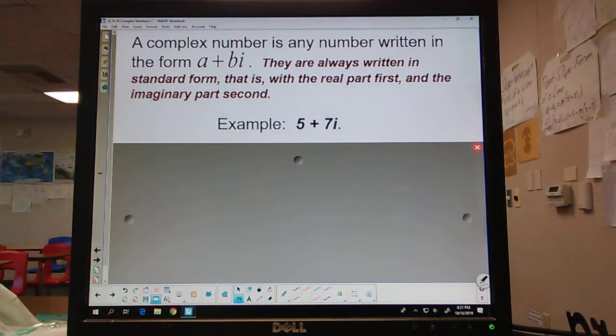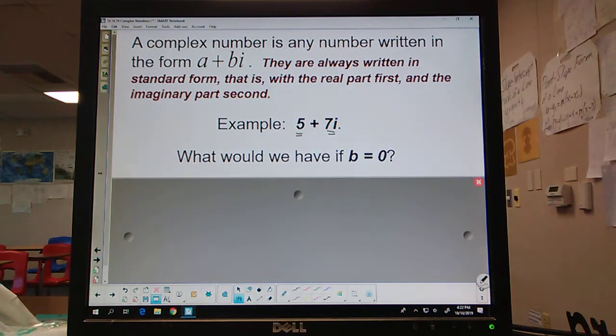Okay, a complex number is when you write the number in the form of a plus bi. Now in this case, a is 5 down here in my example, and b is 7, okay? My note up here says they are always written in standard form with the real part first. That's a real number. A real number is just anything that's not imaginary. And then the imaginary part is second.